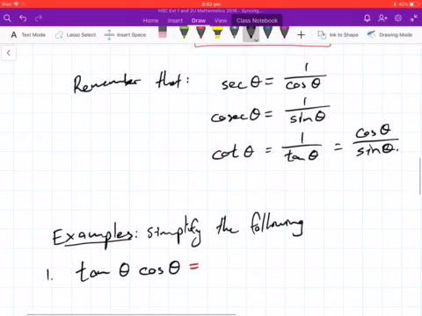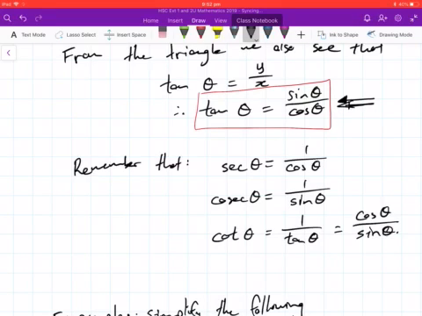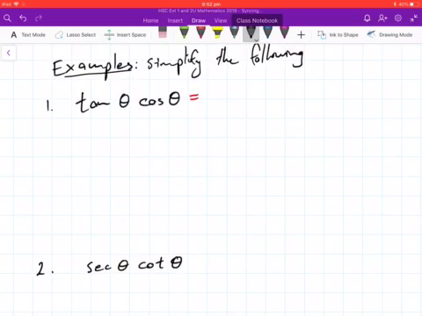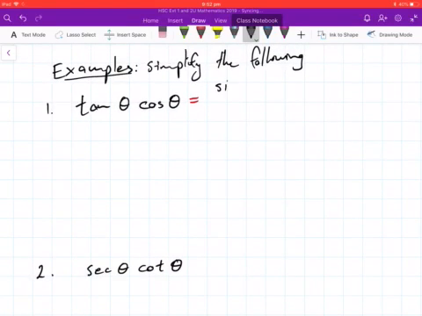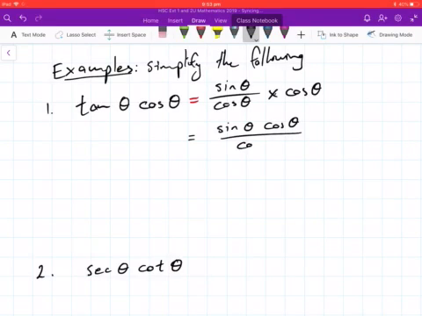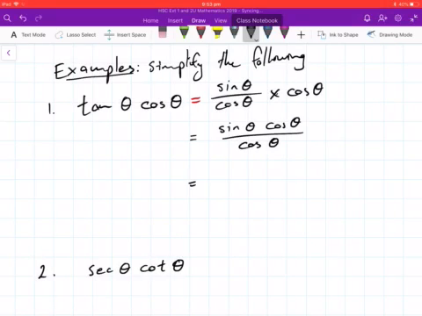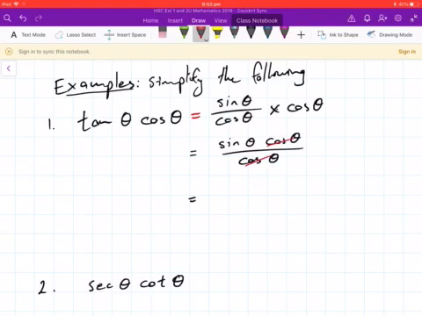Now tan theta, we see up here, tan theta is equal to sine theta over cos theta. So I'm going to write that. This becomes sine theta over cos theta times cos theta. Now remember, when we multiply something with a fraction, we're actually multiplying the numerator. So this becomes sine theta cos theta over cos theta. But then we divide, we have a common factor on top and bottom, so we divide that out, and we have equal to sine theta. And that's as simple as we come.